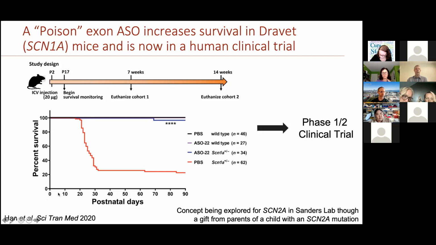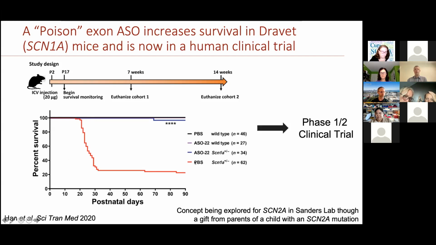What you're seeing on the bottom axis is time. The mouse is born at day 0. Some of them are then given an injection at day 2, P2. And then you simply ask the question, how long do they live? The percentage of the mice that live is shown on the vertical axis.